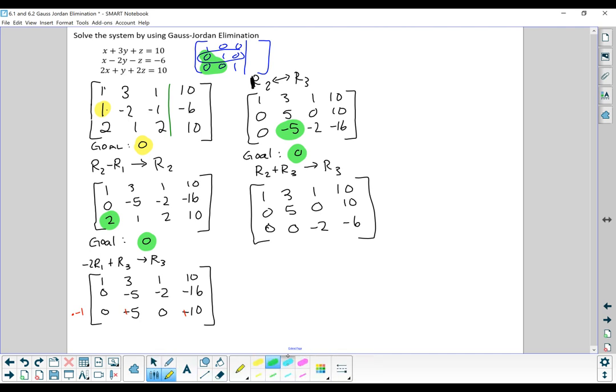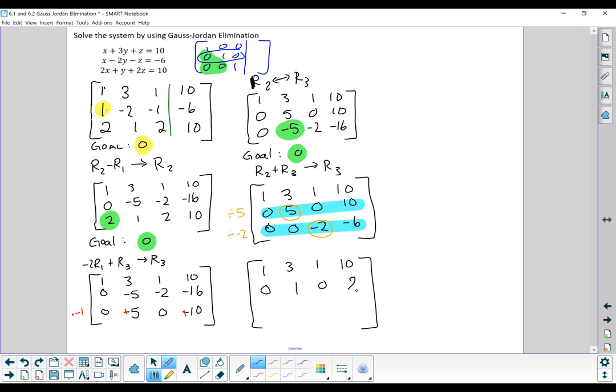You might notice, looking at this, that both of these rows are very easy to get a 1 in. So our goal might be now to get a 1 here and a 1 here. I can divide this row by 5, and I can divide this row by -2. I know I say only change one row at a time, but for something like this, I think it's fine to change 2 rows at a time once you're more familiar with matrices. So I'm dividing that middle row by 5, so I get 0, 1, 0, 2, and I'm dividing that bottom row by -2, so I get 0, 0, 1, 3.